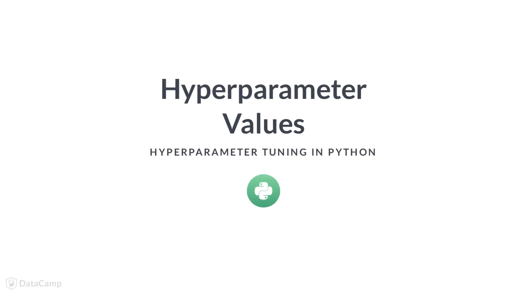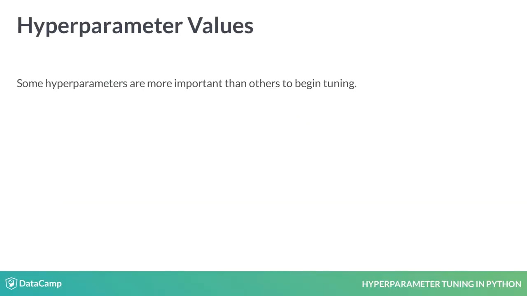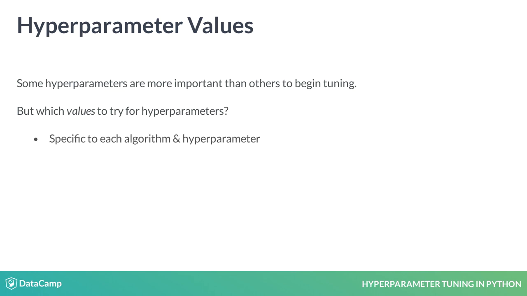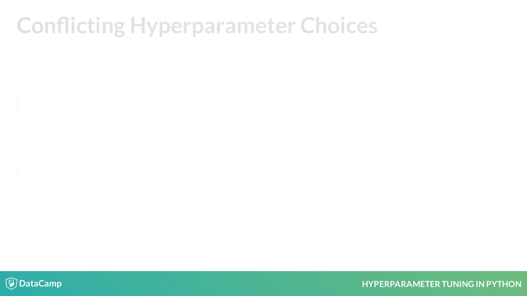In this lesson, we will look more in depth at what values to set for different hyperparameters and begin automating our work. Previously, you learned that some hyperparameters are likely better to start your training with than others. What we didn't discuss was what values you should try. This will be specific to the algorithm and to the hyperparameter itself. But there does exist best practice around this. Let's walk through some top tips for deciding ranges of values to try for different hyperparameters.